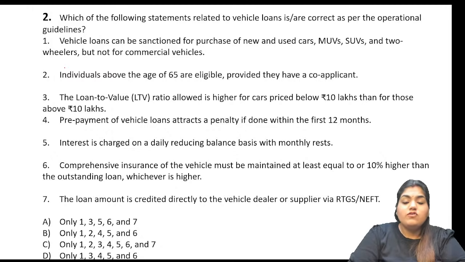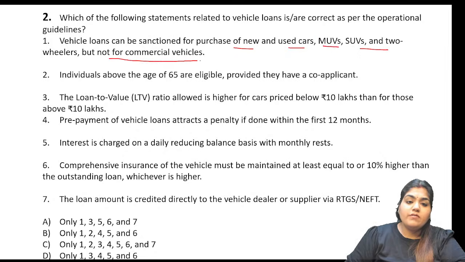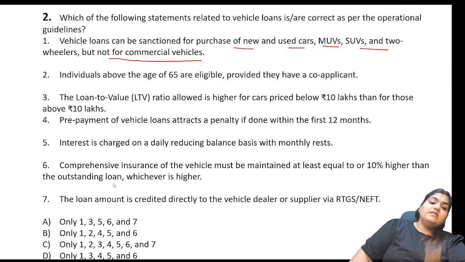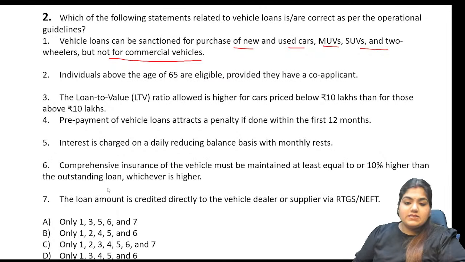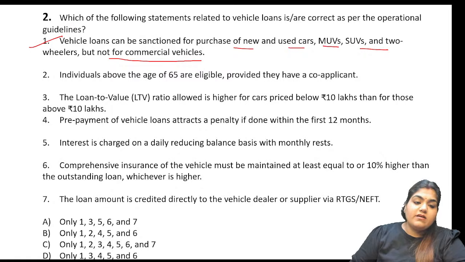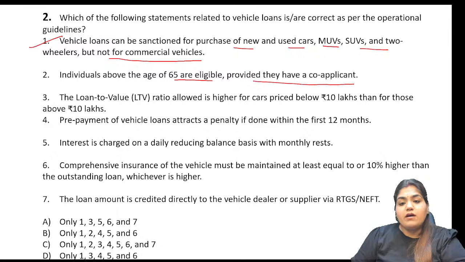Next question. Which of the following statements related to vehicle loan are correct as per the operational guidelines regarding vehicle loans? Statement number 1 is correct. Vehicle loans can be sanctioned for purchase of new or old used cars, MUVs, SUVs and two-wheelers, but not commercial vehicles. Yes, not for the commercial vehicles. Commercial vehicles are not covered under these guidelines. Statement number 1 is correct. Individuals above 65 are eligible provided they have a co-applicant.